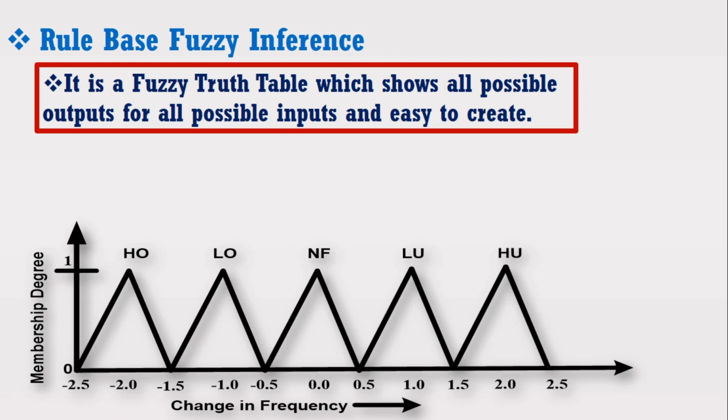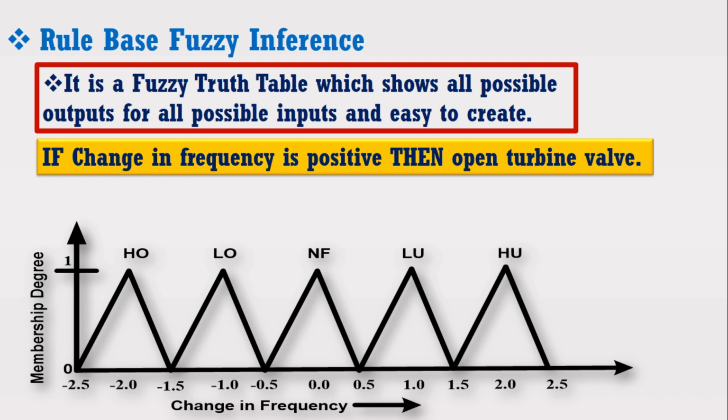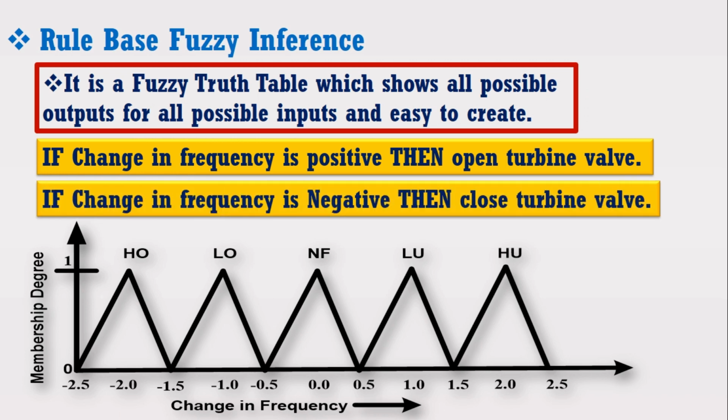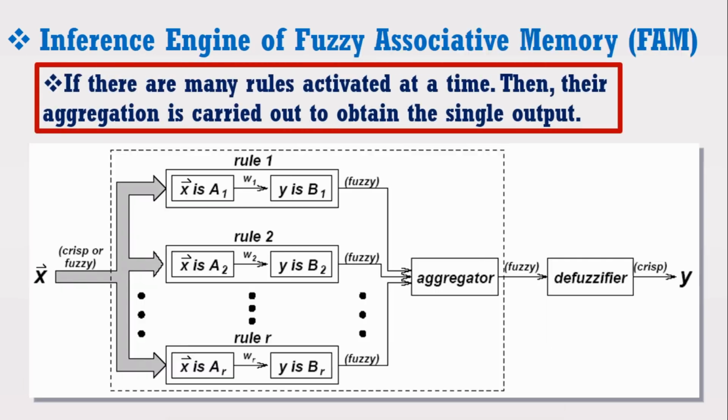If change in frequency is positive, then open the turbine valve. Similarly, for load decrement case, the rule will become: if change in frequency is negative, then close the turbine valve. In this way, all the rules are assigned carefully to the fuzzy logic control. If many rules are activated at a time, then their aggregation is carried out to obtain the single output. Consider the figure in which 3 rules are activated at a time. As we need a single output to take the control action, in this situation aggregation of the rules is carried out in order to obtain the single output.